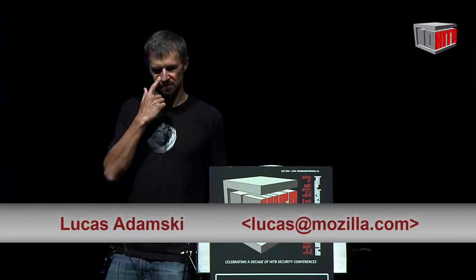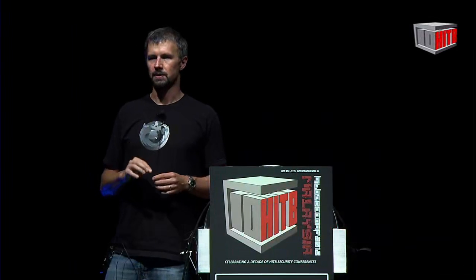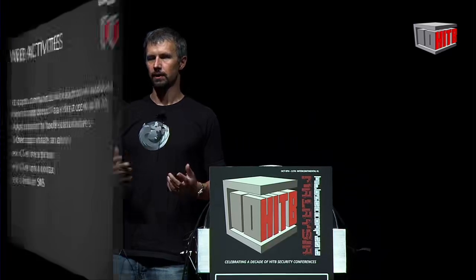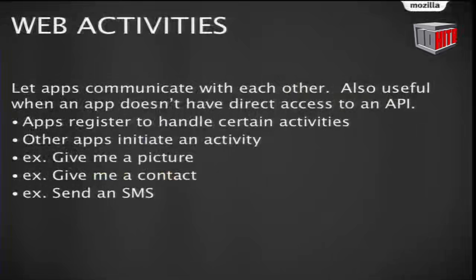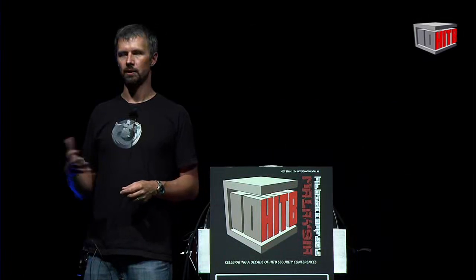So I touched on web activities before. This is actually how a lot of apps will get access when they don't have a lot of privilege, right? So if you are the social app I mentioned before, and you want to take a picture of whatever you're having for lunch, yeah, you could implement a whole camera app inside your social app. Probably a better thing to do is just simply fire a web activity that says, please go get me a picture. So this is an example of how web activities work: the default camera app would be registered as a handler for the take a picture activity, or give me a picture activity.